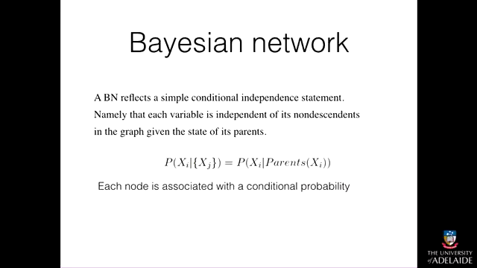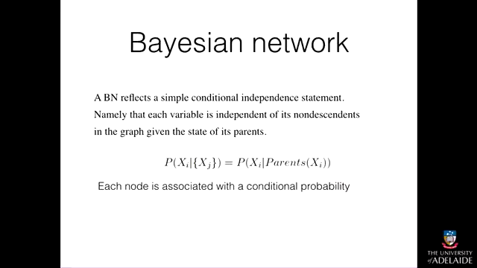Any idea? So C is not a descendant of B because you cannot go from B to C by following the directed link. Okay, so in a Bayesian network, let's say we have something like this.